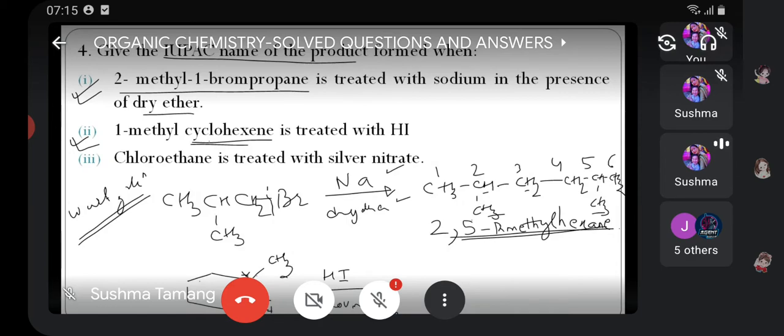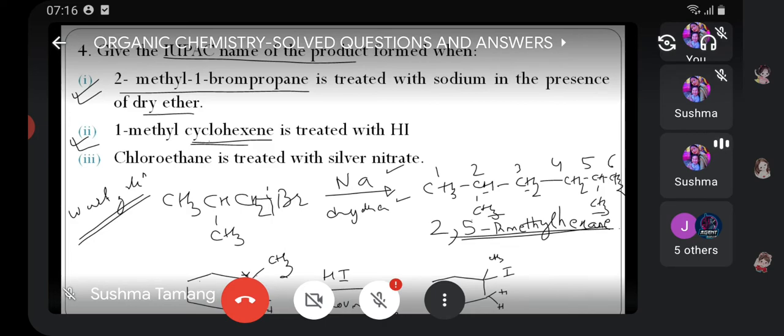Okay, so that means this carbon contains more hydrogen, so hydrogen will come and attack this carbon atom. So what you are going to get here is one hydrogen, then again one hydrogen, then CH3, and I comes here. So this is your product.